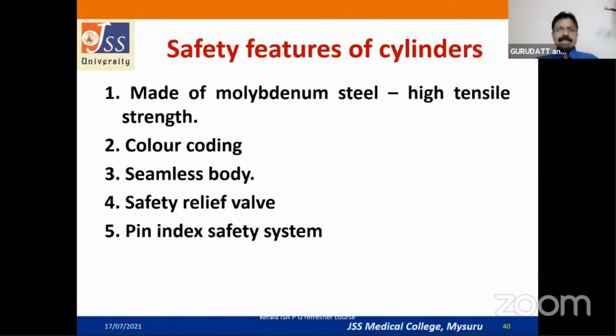So in a nutshell, the safety features of cylinders are: molybdenum steel is the make, high tensile strength, color coding, seamless body, safety relief valves, and index safety system. So these are the safety features of cylinders.